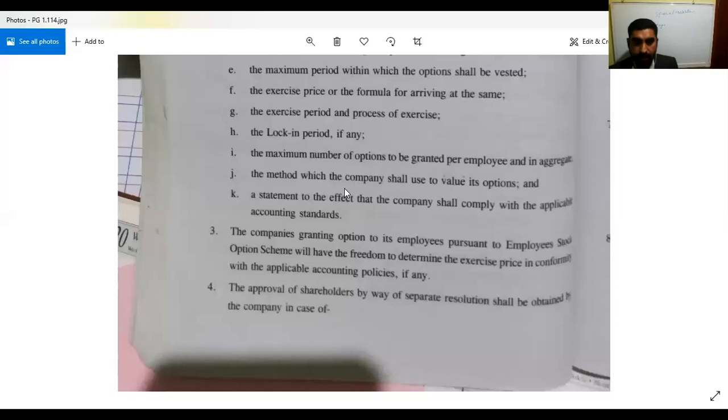What is that? The company is granting option to its employees pursuant to the employee stock option scheme that have the freedom to determine the exercise price in conformity with the applicable accounting policies. So first case is what? The employee. Second case എന്തായിരുന്നു? The director, അല്ലേ? Director.